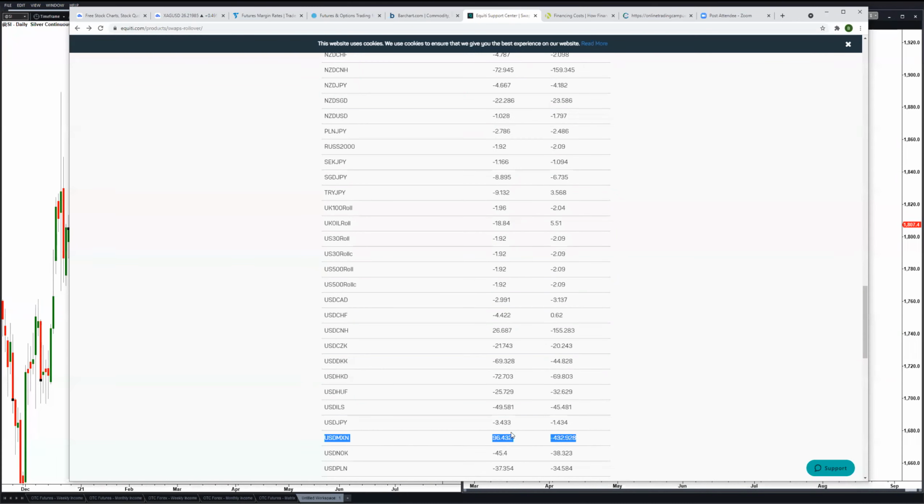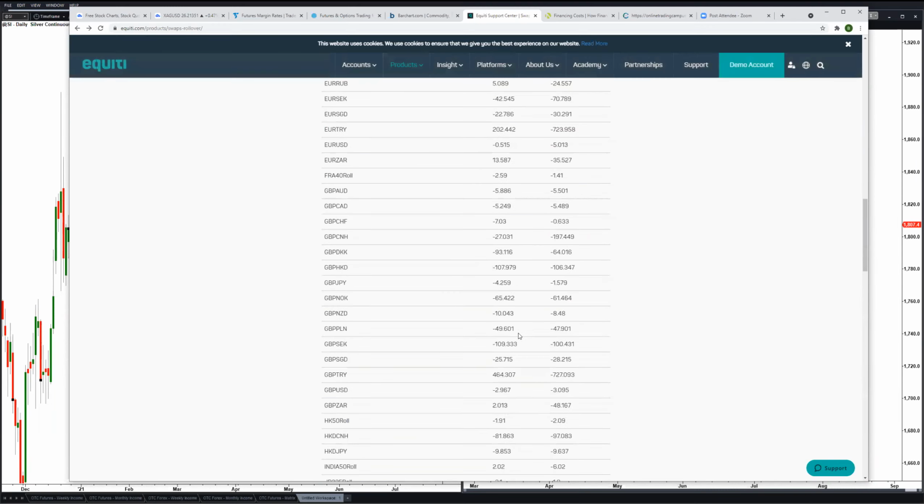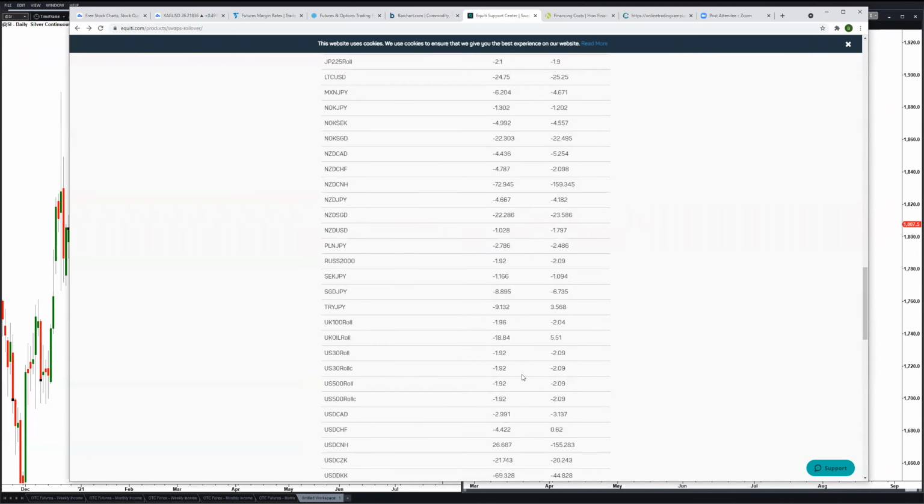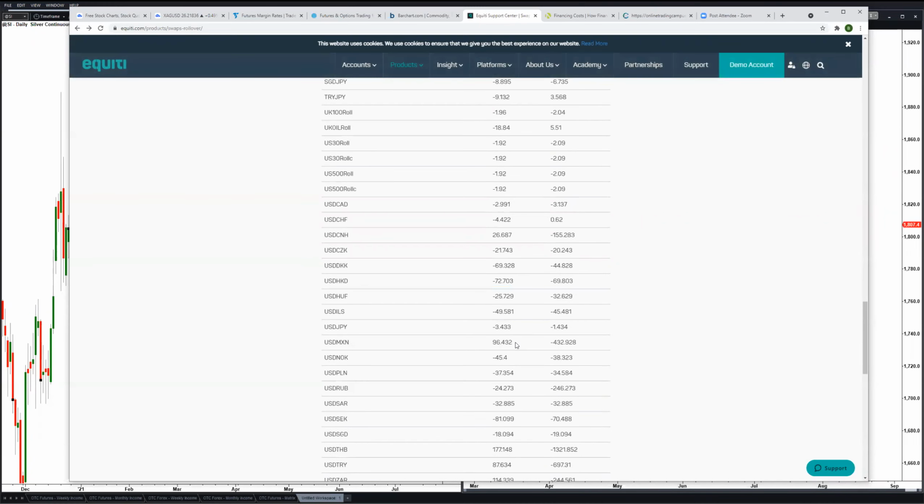Here on the left, on the Equity swap rollover side, I also have the Oanda side open. If we want to trade USD Mexican peso and we want to short, that's not a problem. Left is short, if I'm not mistaken. Let me double check. Yes, left is short, right is long. So if we go short Mexican peso, this is not a problem. We make money every day per standard lot.